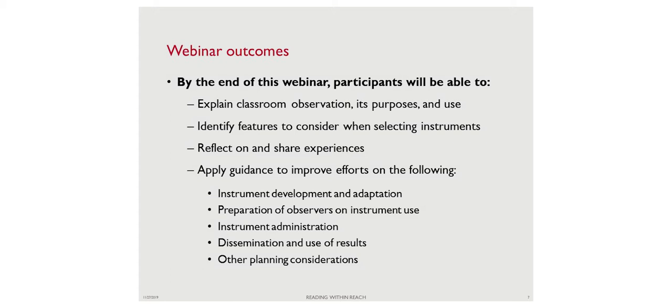So now that you've shared what you hope to learn today about classroom observation, I would like to share what we planned for today. By the end of this webinar, we hope you will be able to explain classroom observation, its different purposes and use, identify features to consider when selecting instruments, reflect on and share experiences, and apply guidance to improve efforts on instrument development and adaptation, preparation of observers on instrument use, instrument administration, dissemination and use of results, and a few other planning considerations that we'll discuss. We hope this content will at least touch on some of the areas you hope to learn today.